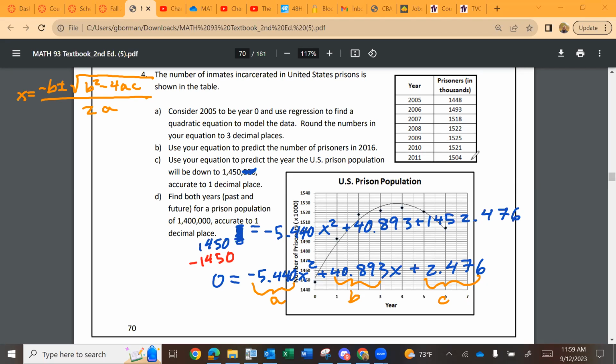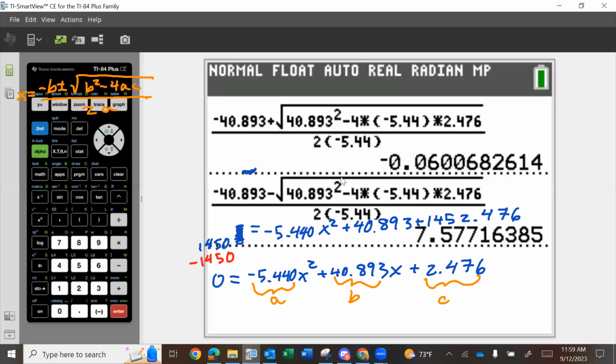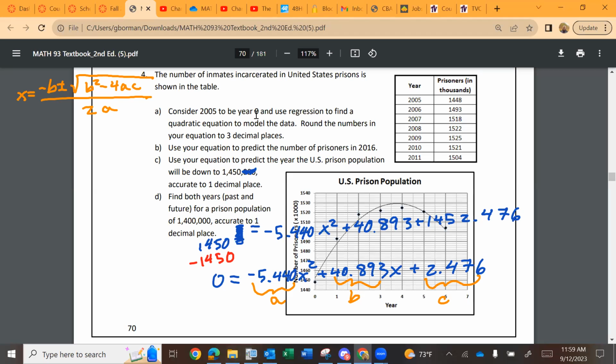So the first answer was negative 0.06. So that would be the year negative 0.06, just about year 0. Well, on this problem, year 0 is the year 2005. So this is going to be just before 2005, so maybe like December 2004 or something.